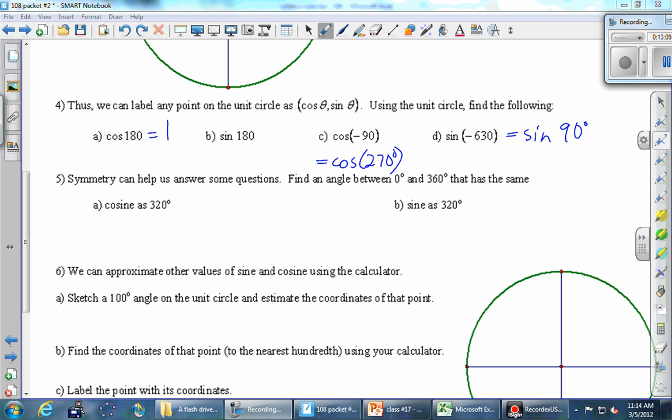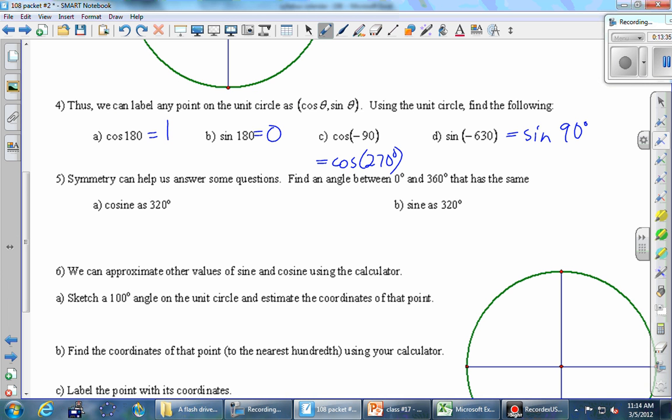Okay, we'll go ahead and fill in the rest. Sine of 180 degrees. Is the sine the x or the y? Sine is y. So we did the cosine, and sine is y. We want the y coordinate of the 180-degree point. What is the y coordinate? It is 0. So the sine of 180 is 0. Nothing more and nothing less.